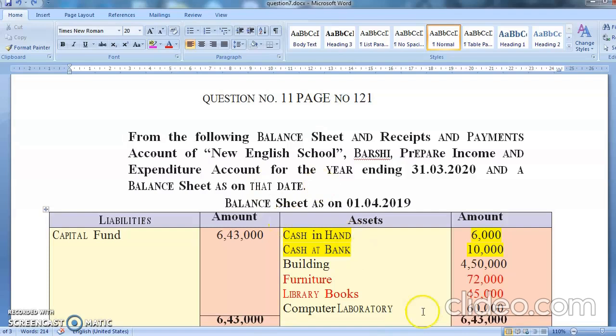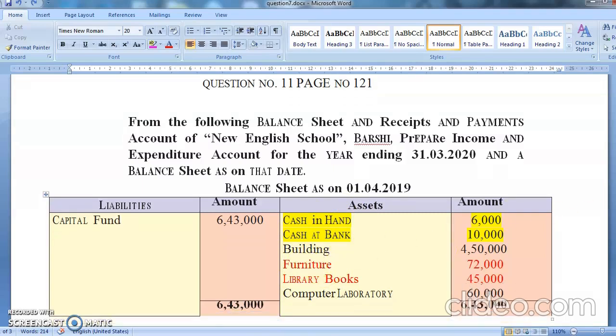Now the capital fund 6,43,000. This is obviously opening capital, so it will go in the balance sheet. Cash in hand, cash at bank, building, furniture, library, computer lab, all of these are assets except these two. All of the items will go in the balance sheet. A new balance sheet, you will be taking it off.